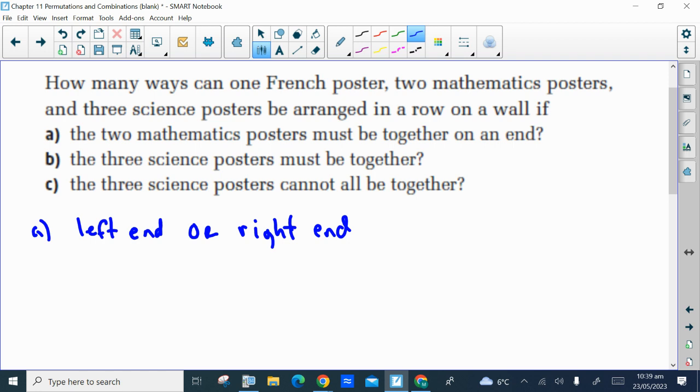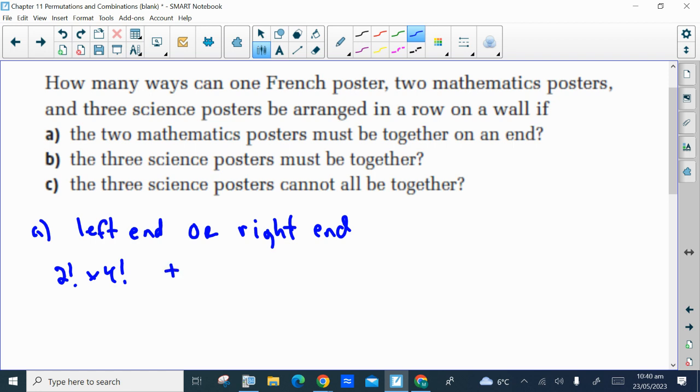So if they are on the left end, you've got a total of 6 posters here. If they're on the left end, that means the first 2 positions. But you also have to remember that those 2 can be arranged in 2 factorial ways. The posters are different. They're not identical. And it doesn't say that specifically here, though on a diploma exam it would. It would be clear. So you have 4 remaining posters. They can be arranged in 4 factorial ways.